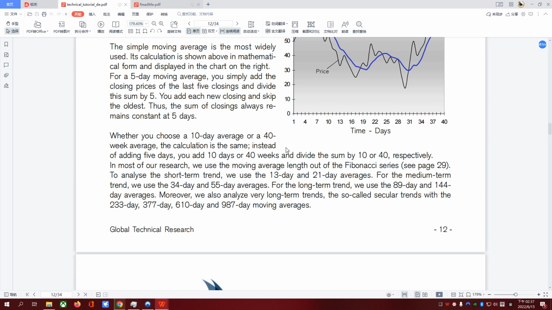So if you want to analyze the short-term trend, you use 13-day, 21-day averages. For mid-term trend, you use 34-day and 55-day averages. For long-term trend, you use 89-day and 144-day averages. If you want to analyze a very, very long trend, for example, if you're an economist or a scholar and you want to do some research, you use the secular trends with 233 days, 377 days, 610 days, and 987 days of moving averages.